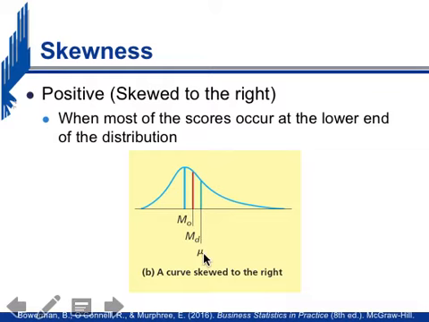Now, why is the mean bigger than the median? Because we know that in skewed to the right distributions, you have extremely large values. The median is not affected by extremely large values, unlike the mean. So if you have extremely large values, we know that the mean gets pulled up. That's why the mean is bigger than the median for skewed to the right distributions.